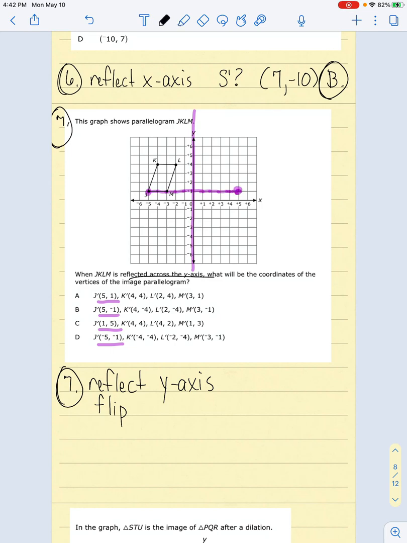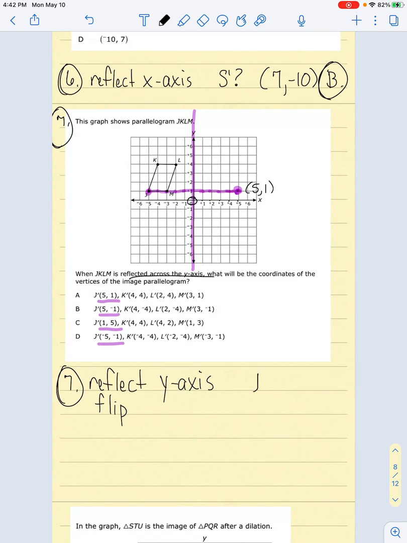And now I'm going to read my point. Always start at 0, 0. So I go right, 1, 2, 3, 4, 5, up 1. So that's going to be 5, 1. So which of these has J prime at 5, 1? It looks to me like A is the only one that has it at 5, 1, so my answer is A. So really, with these, if you just focus on one point, that's going to help you get to your answer.